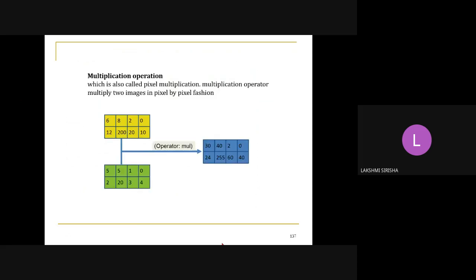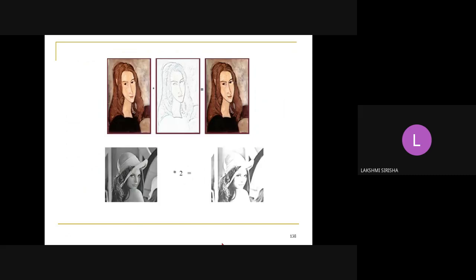Similarly, multiplication. Multiplication is also done using corresponding values, not like a matrix multiplication. Here the multiplication is done on corresponding values: 6 into 5, 8 into 5, 2 into 1, 0 into 0. So the first pixel in the first image with the first pixel in the second image, similarly the second pixel in the first image with the second pixel in the second image. The corresponding pixel values are multiplied together, and this is the output of multiplication. So first image into second image, we get this type of image.